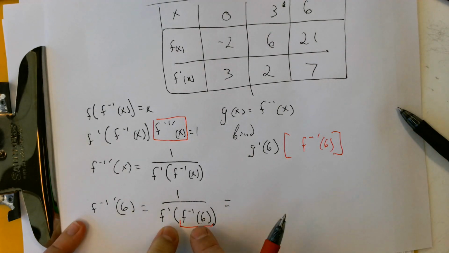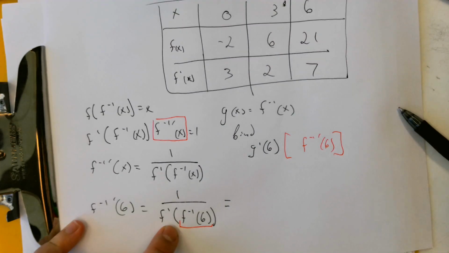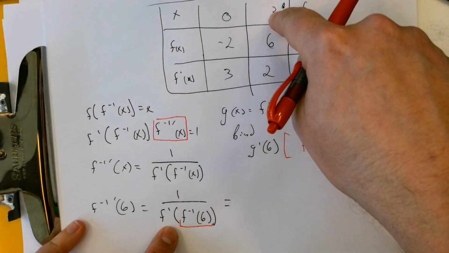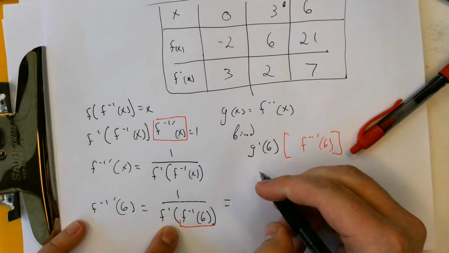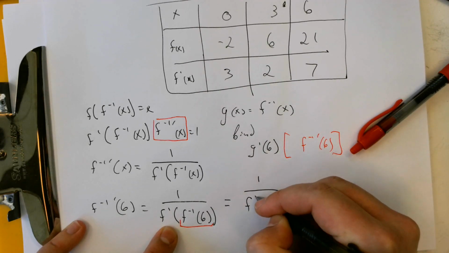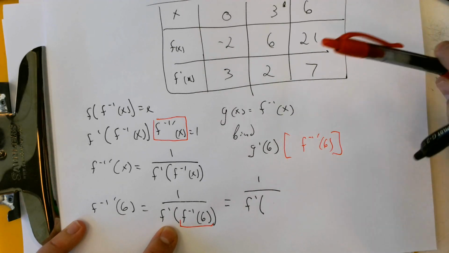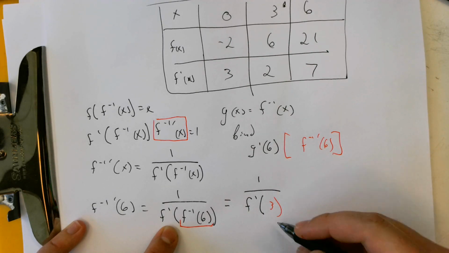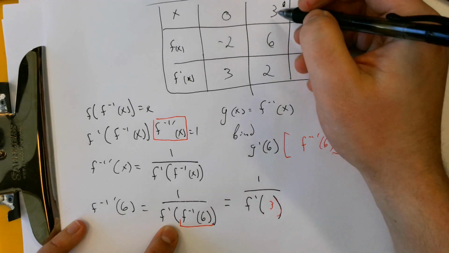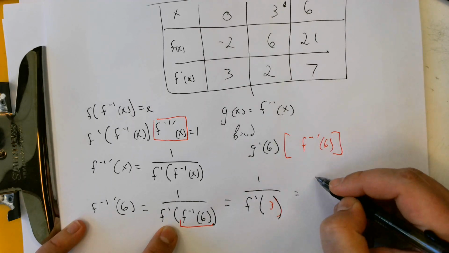You're welcome. So where is 6 in output? Take that back to an input. So I am looking for 3. So this whole thing becomes 1 over f prime of 3. All right, well, what's f prime of 3? That's just 2. So 1/2.